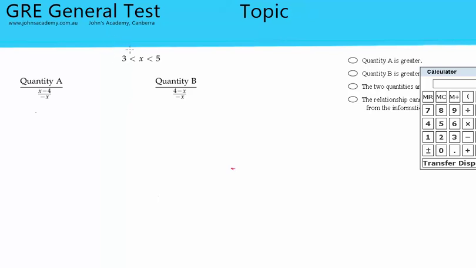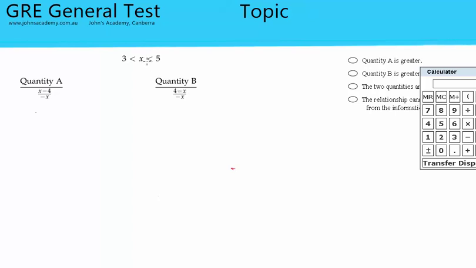Okay, this problem says that x is between 3 and 5, and quantity A is (x minus 4) over negative x, and quantity B is (4 minus x) over negative x. So the only difference is the numerator. This one says x minus 4, and this one says 4 minus x.